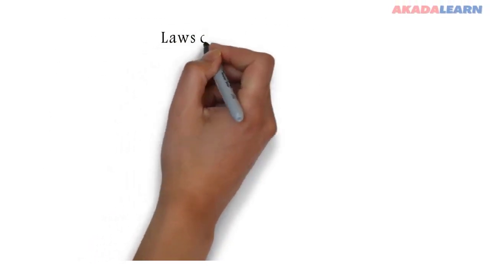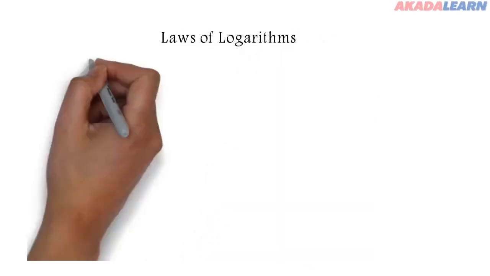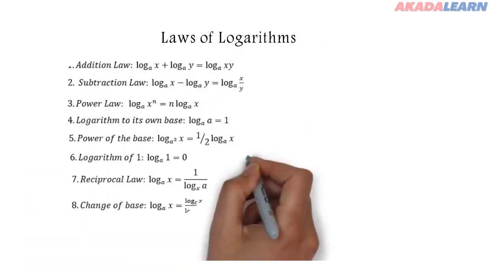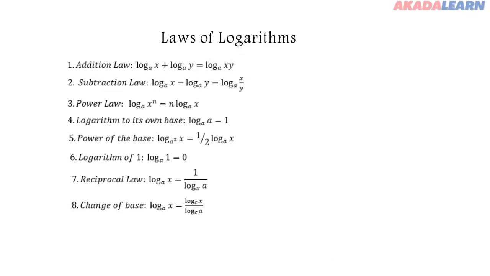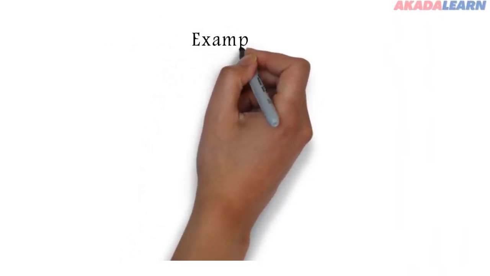Okay. Let's now go to the laws of logarithm. These laws are going to help us in solving logarithms. We have the addition law. So if two logarithms are added together and they are in the same base, just multiply the numbers and write the base. That's what the addition law says. So run through all the laws, note them down, because we are going to be applying them. We are going to be using them in solving questions. Okay, so let's move ahead.